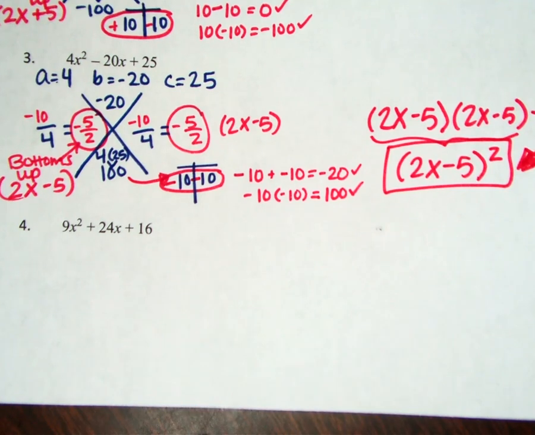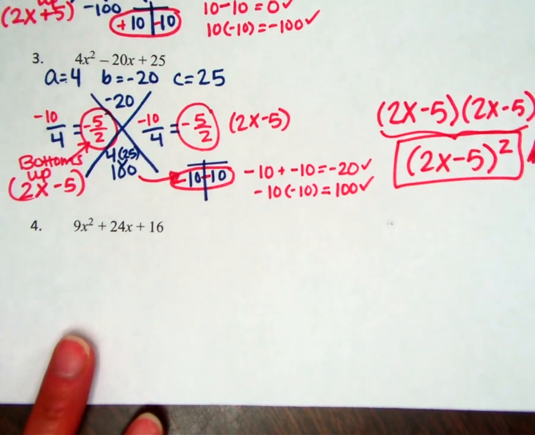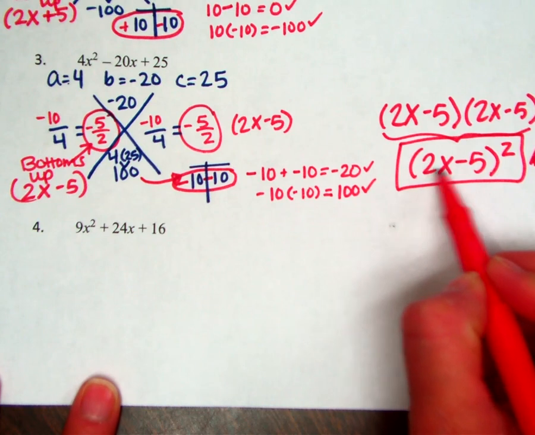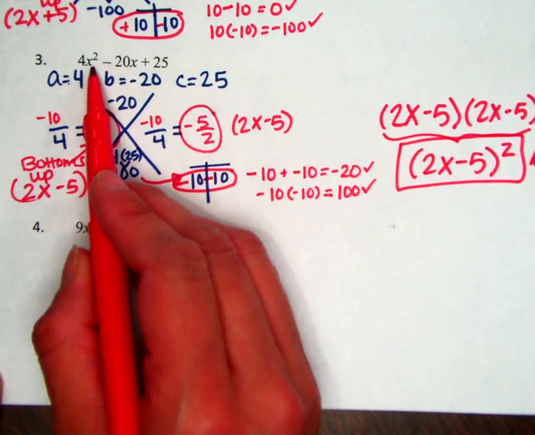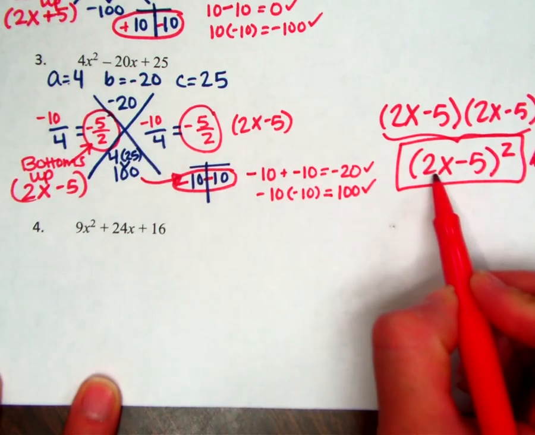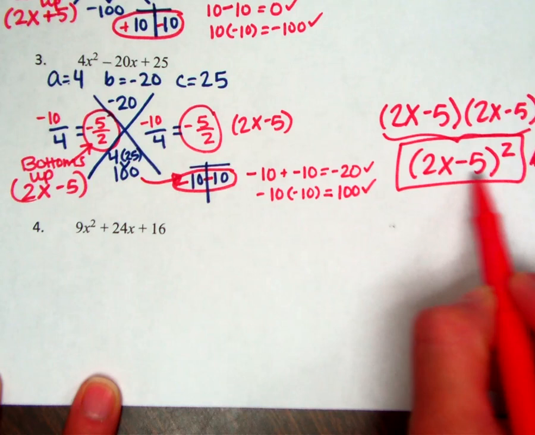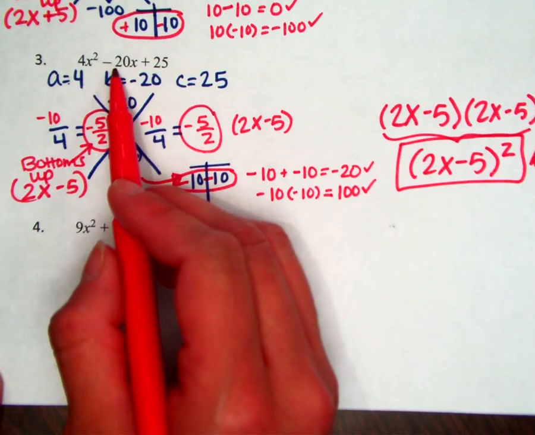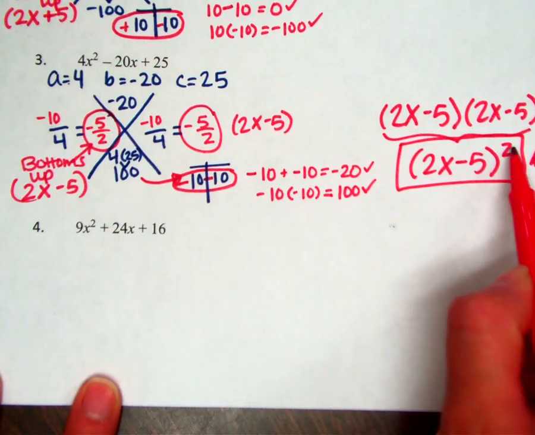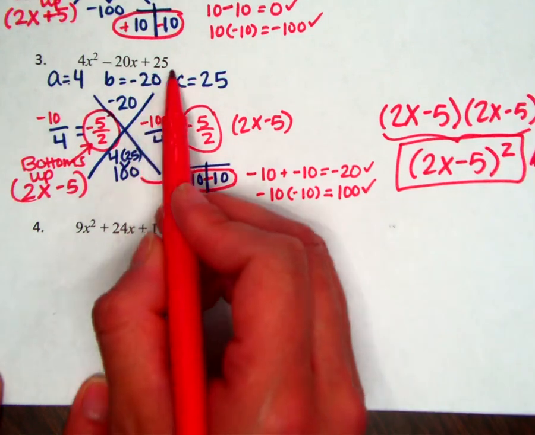2x minus 5 squared. And the reason for that is if you square the first term, 2x squared, 2 squared is 4, x squared is x squared. 2 times the inside, so 2x times negative 5 is negative 10, and multiply that by 2, you get negative 20x. Take negative 5 and square it, positive 25.